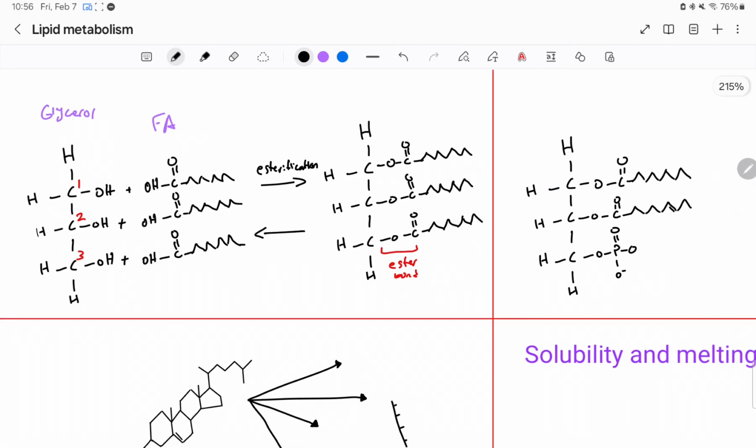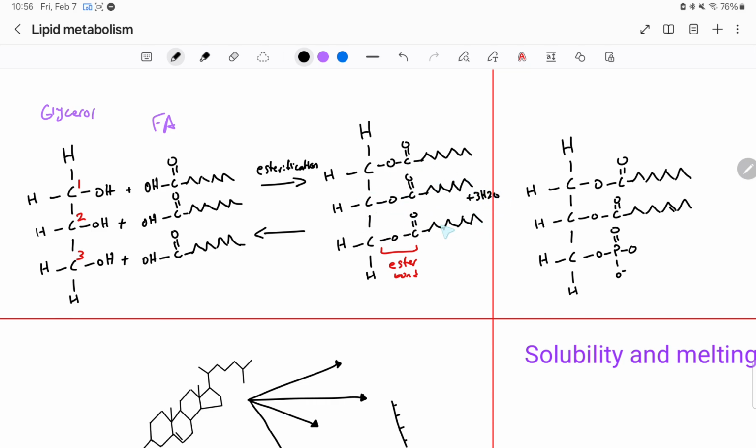Okay, now how many waters? Well, you're having 3 fatty acids interact with the 3 carbon backbones of the glycerol molecule, which means you're actually going to end up releasing 3 waters out of this. Okay, so this is plus 3 waters released.